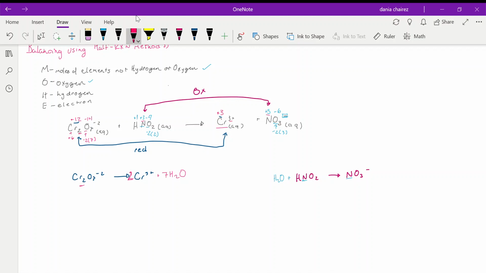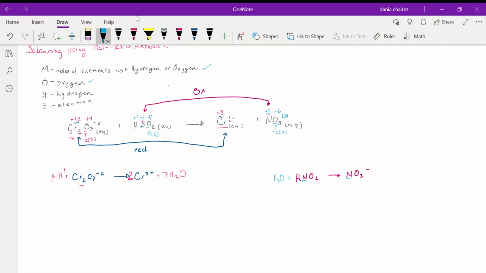Now we have to balance hydrogens, because adding the water onto the product side gave us hydrogens and we don't have hydrogens on the reactant side. So we need to add however many hydrogens there are. So 7 times 2 gives us 14. And to add hydrogens, we just add the hydrogen ion. So we have 14 H pluses now on the reactant side.